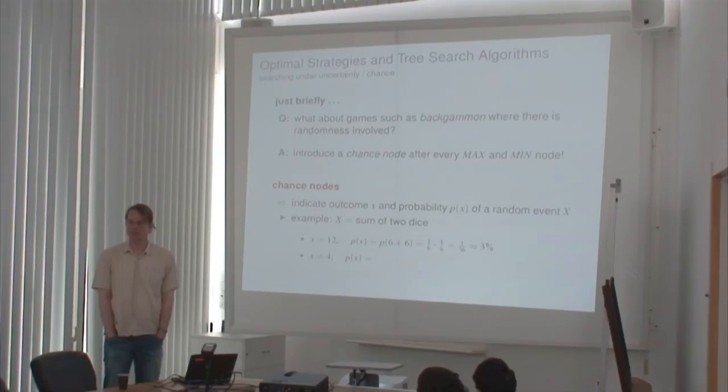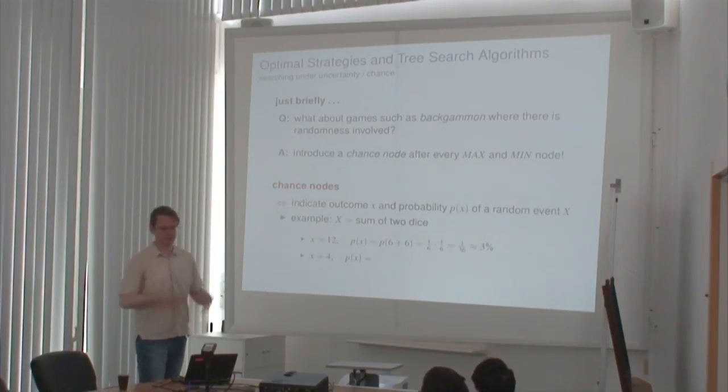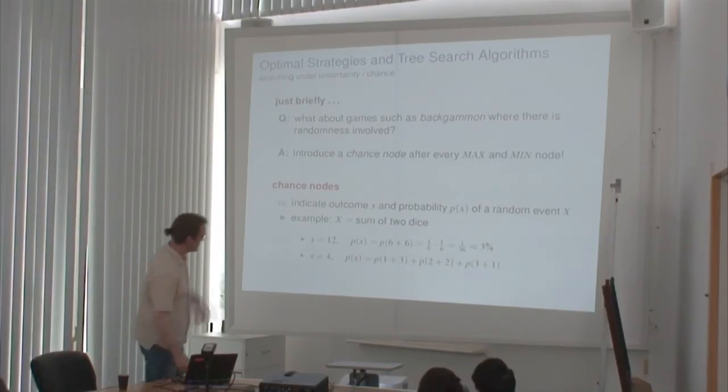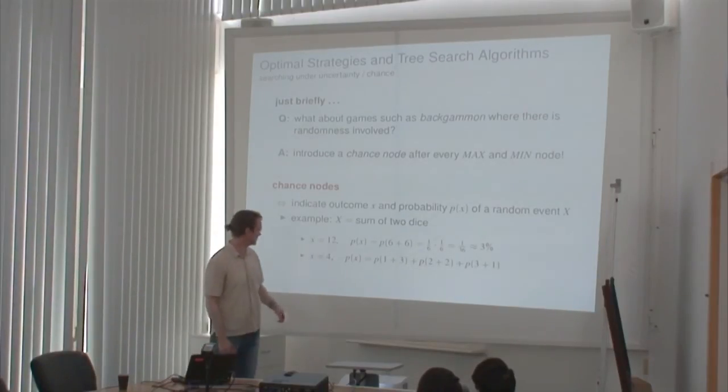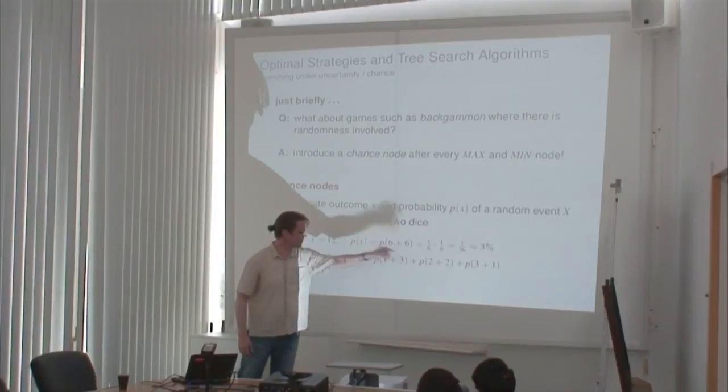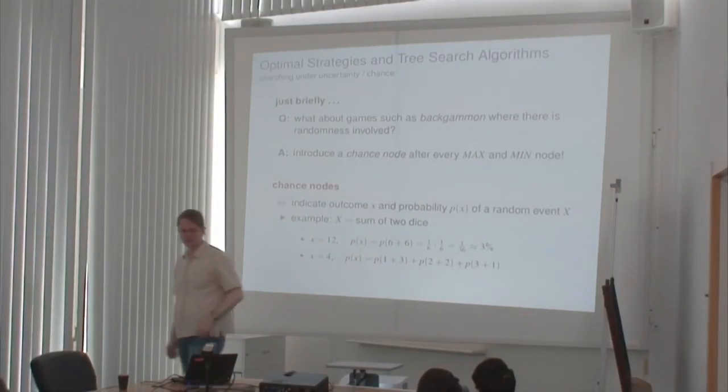It's more likely. How much more likely is it? It is the probability of 1 plus 2, plus the probability of 2 plus 2. And there we make it also 2 plus 1, because we count them as different events. There you go. It's 1+3, 2+2, and 3+1. Yeah, that's right.